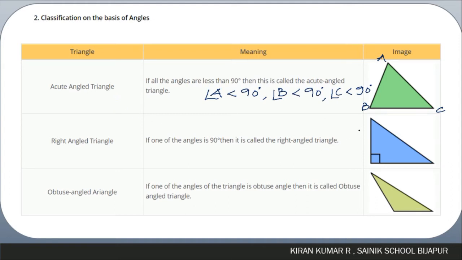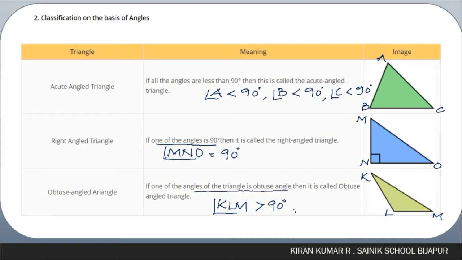Next, we have the right angled triangle. If I name the triangle as MNO, in this triangle, we have angle MNO equal to 90 degrees. If one of the angles of a triangle is 90 degrees, then it is a right angled triangle. Next in line, we have the obtuse angled triangle. Here angle KLM is larger than 90 degrees. If one of the angles of a triangle is obtuse, then it is called an obtuse angled triangle. The angle measure will be more than 90 degrees. These are the types of triangles.